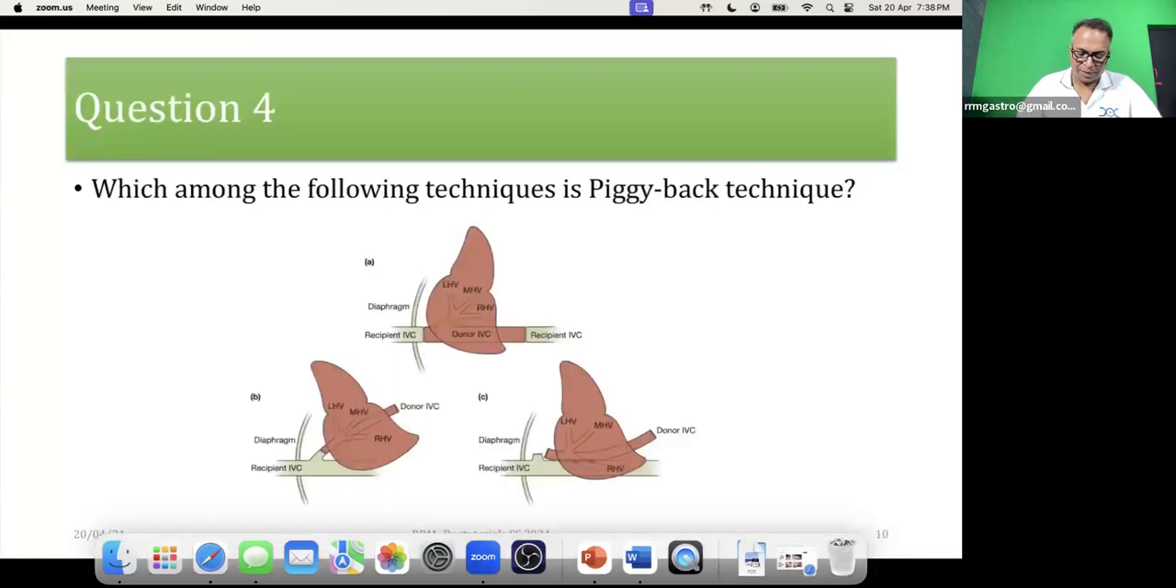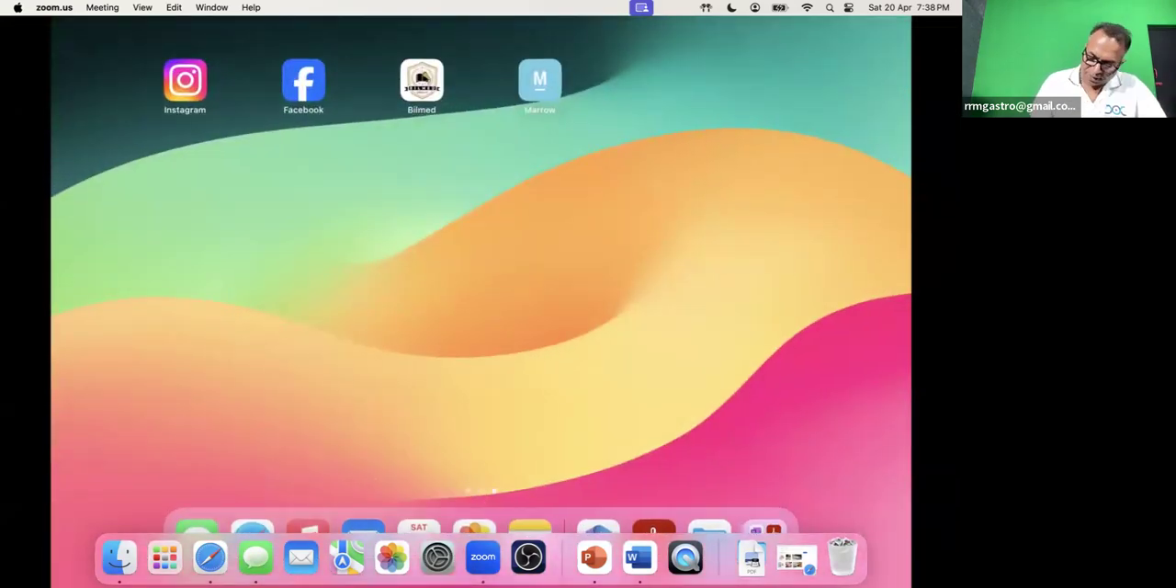They are now transplanted. Which among the following techniques is called the piggyback technique in this picture? I'm sure this is a very basic question, NEET PG level question. You should never have a doubt in this. So piggyback is B. Very good. Most of you are correct. It is piggyback is B.